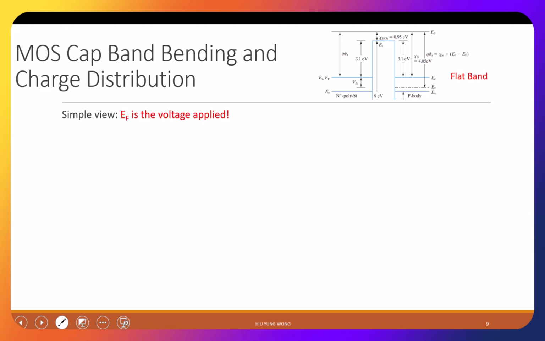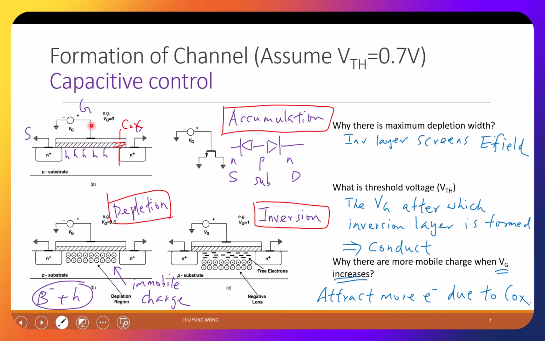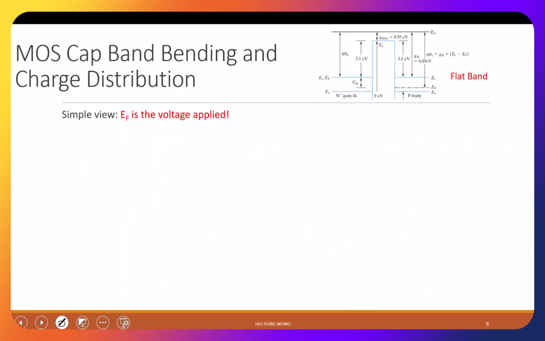Okay, so I already showed you the so-called flat band condition. You apply some gate voltage so that they are all flat. You see, this is flat. Now we want to start asking, going back to here, we have tried to apply negative voltage, relative positive voltage, and very positive voltage. So what happened to the band diagram?